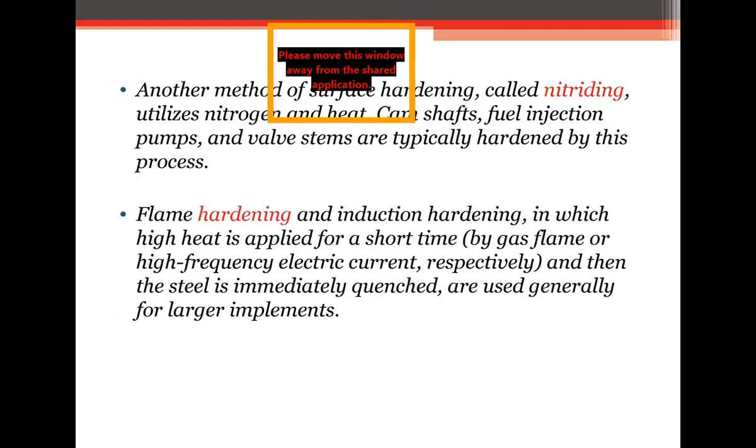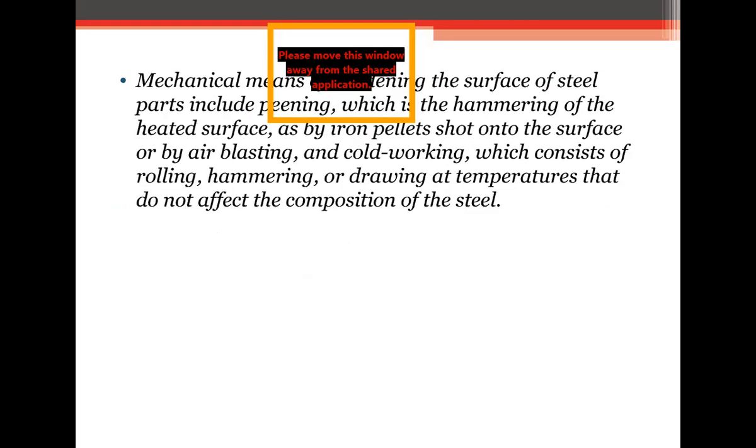Another method of surface hardening, called nitriding, utilizes nitrogen and heat. Camshafts, fuel injection pumps and ball studs are typically hardened by this process. Flame hardening and induction hardening, in which heat is applied for a short time by gas flame or high frequency electric current and then the steel is immediately quenched, are used generally for large implements.